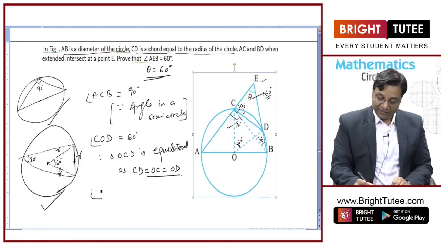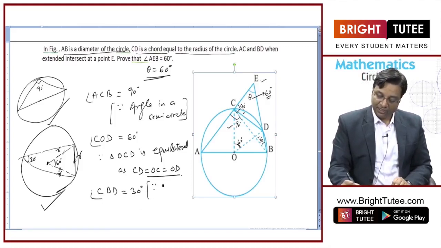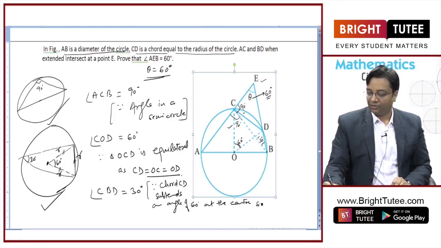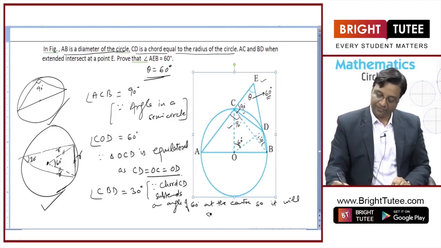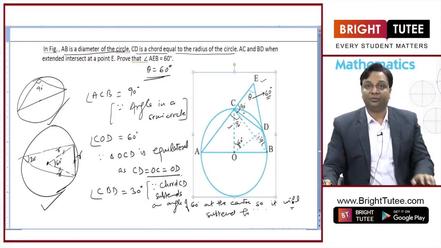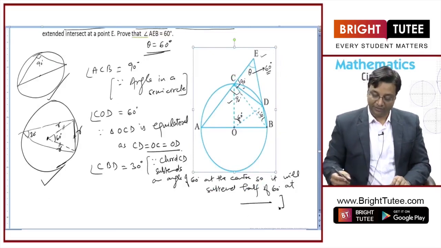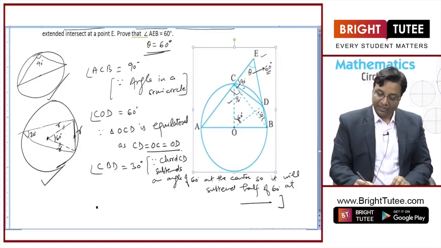Now angle CBD will be equal to 30 degrees because chord CD subtends an angle of 60 degrees at the center. So it will subtend half of 60 degrees at any other point on the remaining circle. So you will write the complete statement here. So CBD is 30.